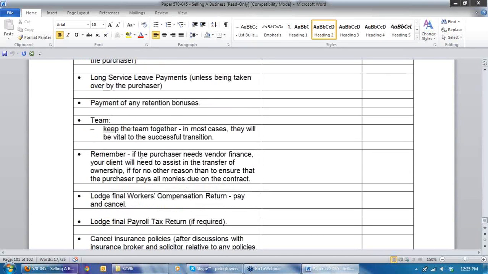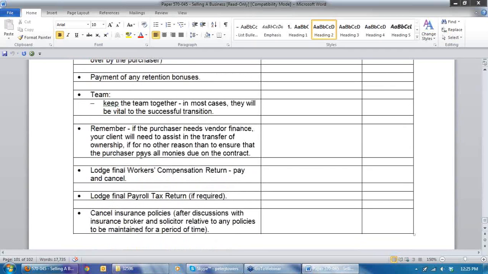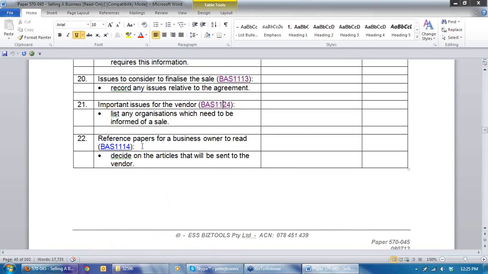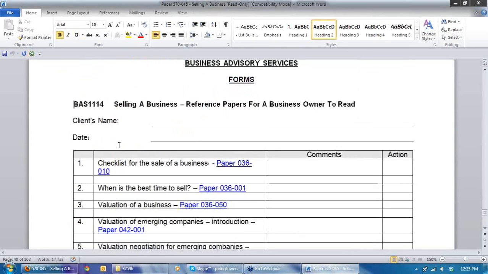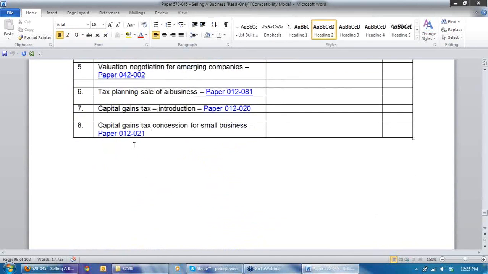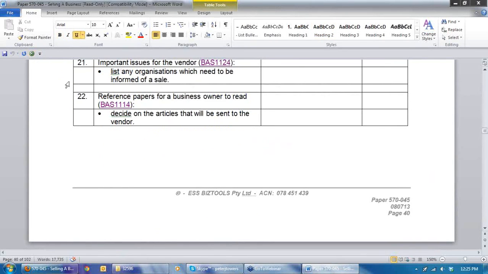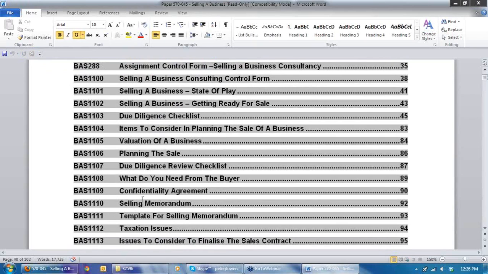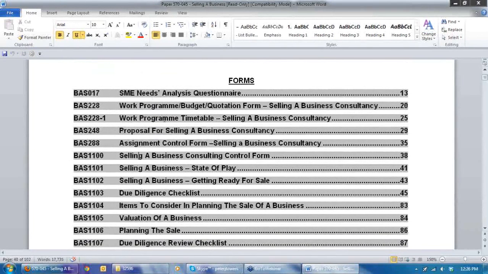Some of the other payments, cancelling payroll tax and workers' comp, just making sure you don't receive follow-up material. We've included some suggested papers that the business owner might like to read before going through the process of selling their business.